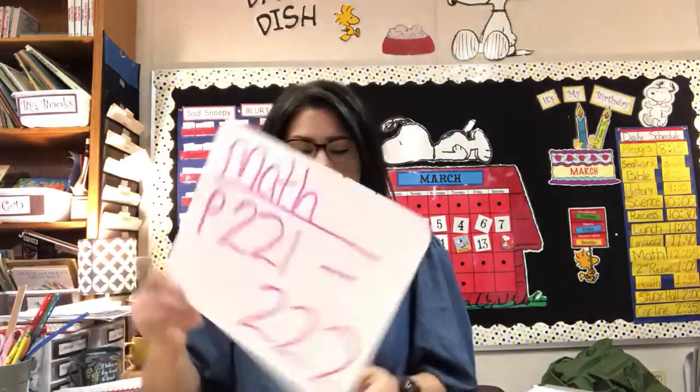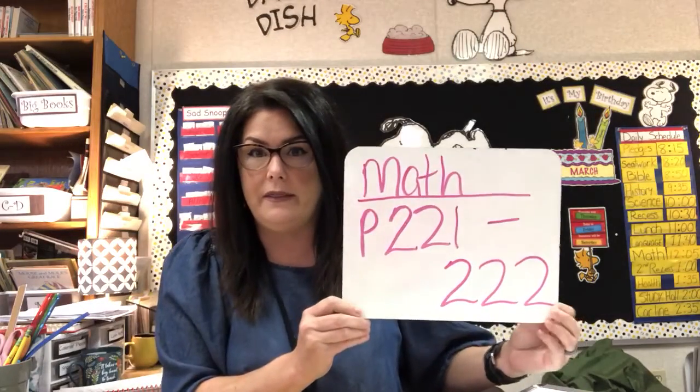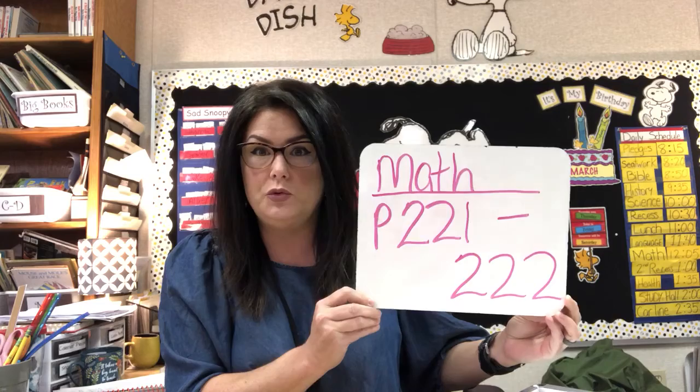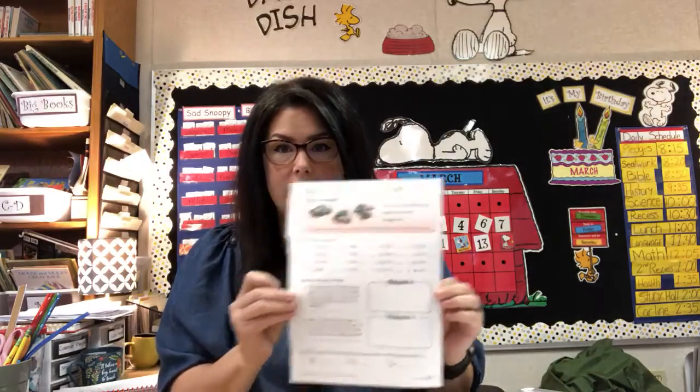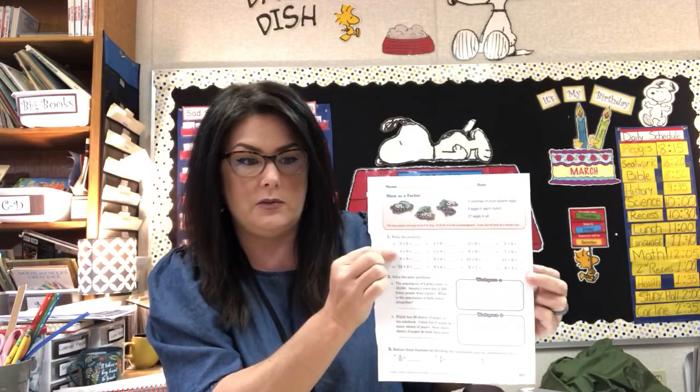Okay, first thing we're getting started on math. It's pages 221 and 222, and we've got some little eggs like this. At the top it says 9 as a factor. So if you haven't already gone over your 9 times tables, you need to do that, because this first section here is times tables, okay?